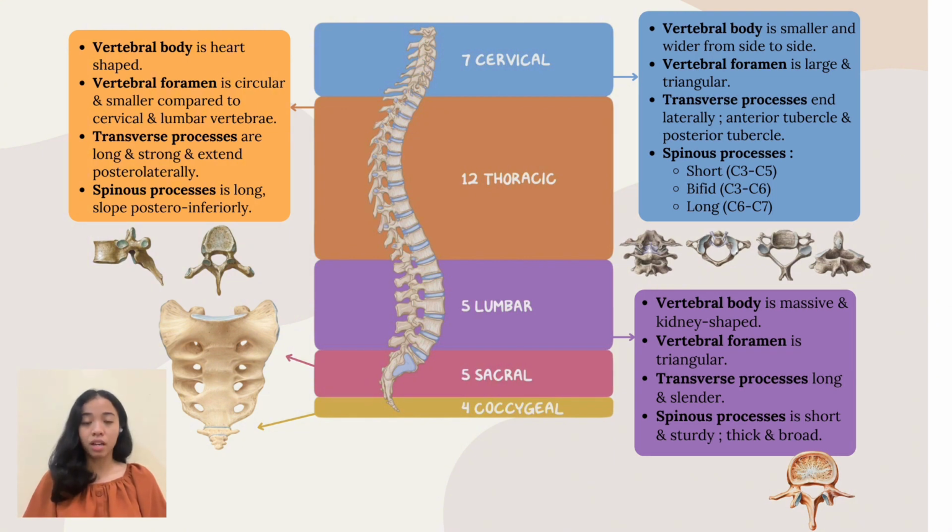For lumbar vertebra, the vertebral body is massive and kidney-shaped. The vertebral foramen is triangular, and the transverse processes are long and slender. Its spinous process is short and sturdy, which is thick and broad.